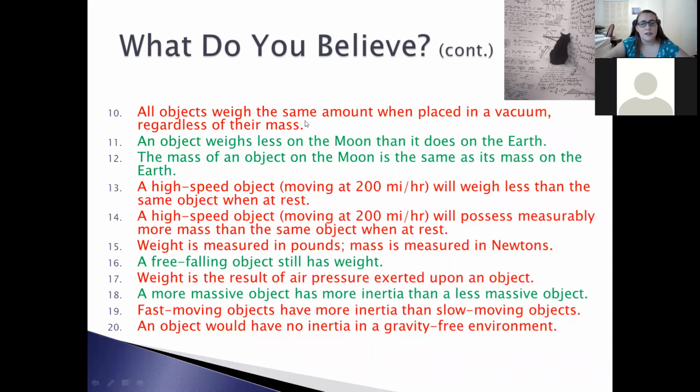Number 16 was true. A free-falling object still has weight. Yes, because again, weight is the same thing as the force of gravity. It's just another word for it. And we learned in chapter 2/3 that free fall is when an object is moving just due to gravity. So the force of gravity is acting on it. And number 18 was true: a more massive object has more inertia than a less massive object. So we'll be talking today about inertia as well. It ties into Newton's first law. But all of those other statements are false. So how did you do with this quiz? Did anybody get them all correct?